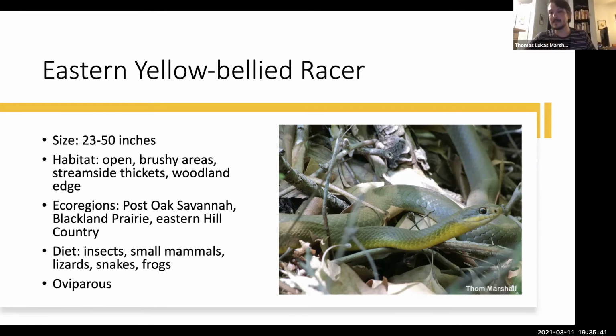These snakes are really pretty. They have this nice grayish green color on their backs and a really bright yellow belly. And in our region, they're found more to the east from the eastern hill country and into the post oak, blackland prairies and post oak savannas. Not so much more into the arid parts of the hill country. They also have a pretty wide diet range and are also really quick. They're hard to come across because they're good at moving quickly out of the way as you approach them.